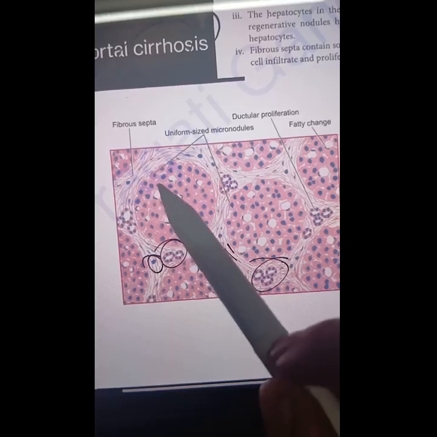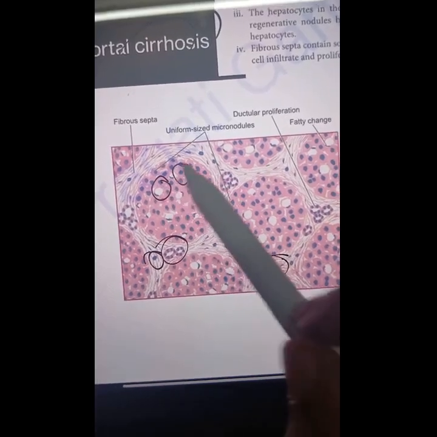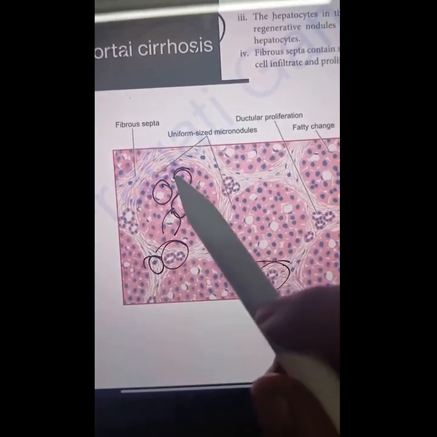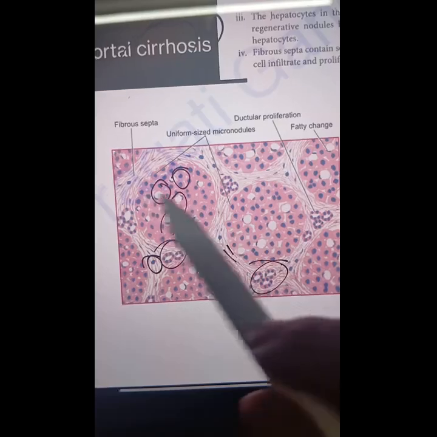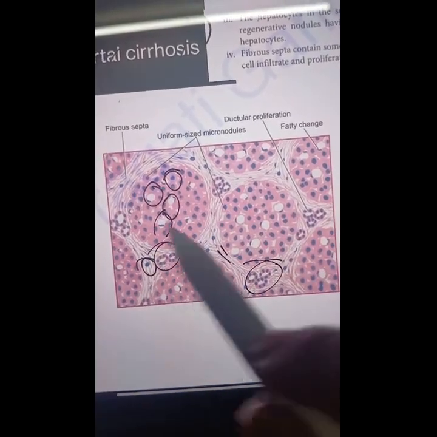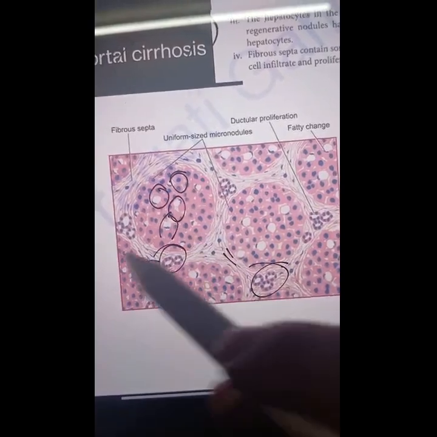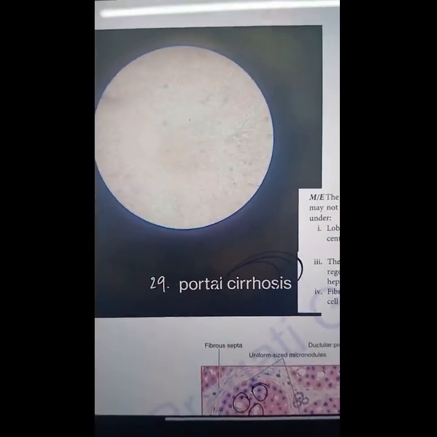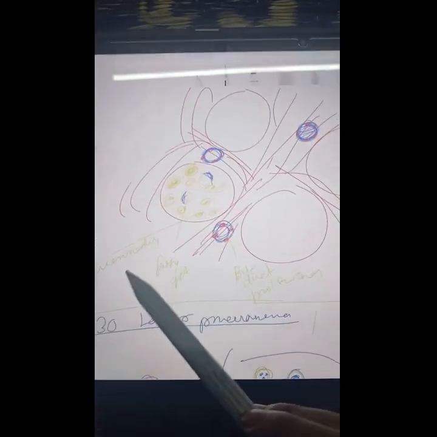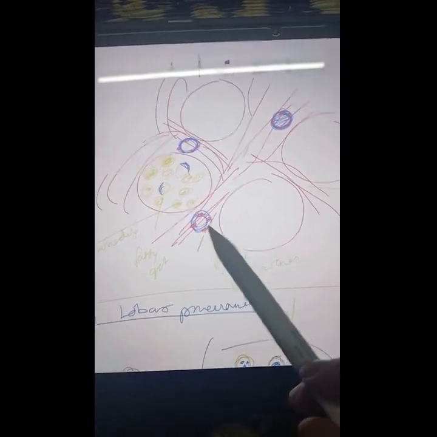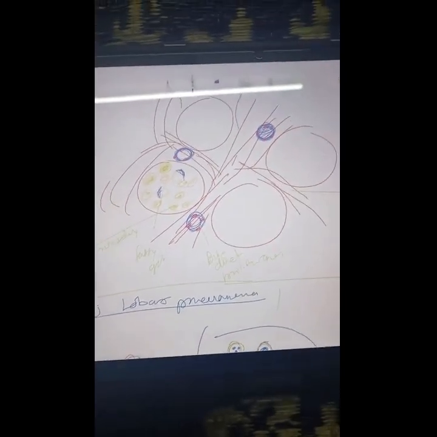There are two patterns. Fatty change is observed in the hepatocytes. There are uniform sized micronodules surrounded by fatty change. There is also a macronodular pattern. Ductular proliferation, fatty change, and stromal fibroblasts are the characteristic features of portal cirrhosis. So here in this diagram you can see the micronodular pattern, fatty change, bile ductular proliferation, and scanty stromal cells.